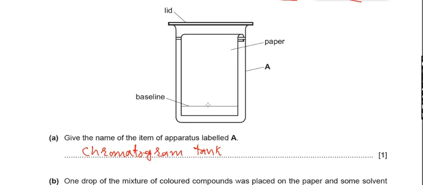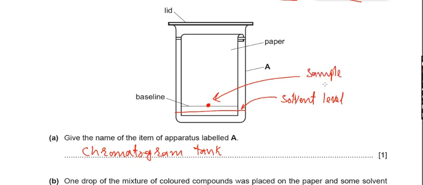So keeping these 2 points in your mind, now I'm going to draw on this diagram. As I said, you have to place the sample on the baseline. So this is the sample, and then you must show the solvent level using your scale and pencil to draw a smooth line. Label this as solvent level, and here you label it as sample, color dye, or a source of colored pigments.